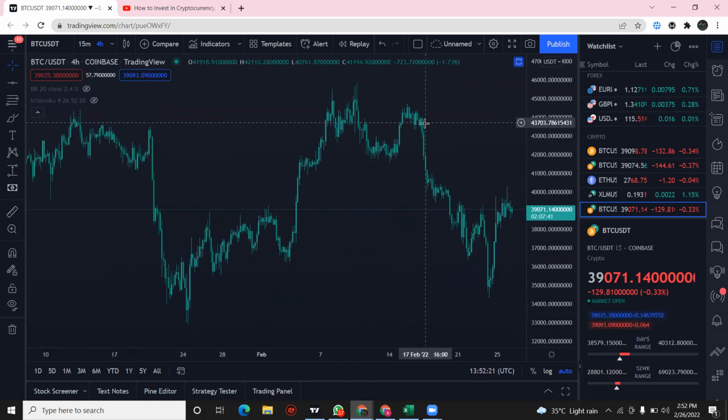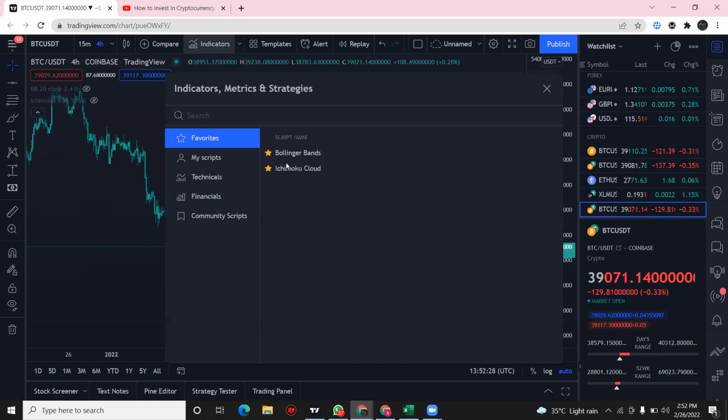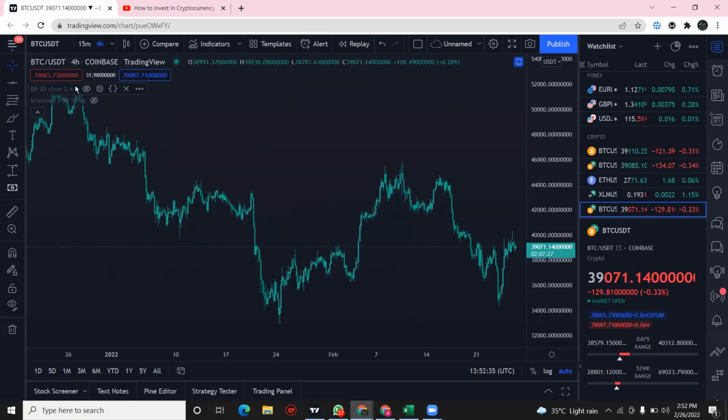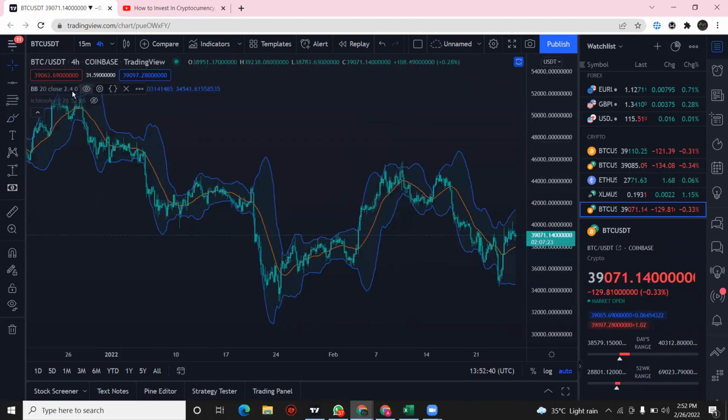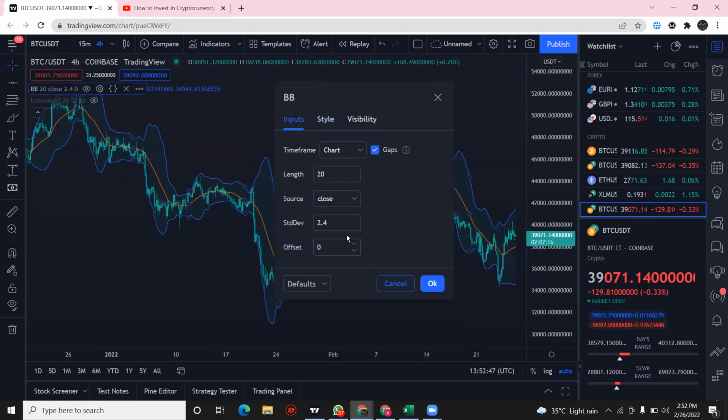Now, before I explain that confluence with support and resistance to increase your accuracy, let me just explain the indicators basically. The two indicators: the first is the Bollinger Band. Check the settings, click on the settings and change the input. Under the input, go to standard deviation. This standard deviation, change it to 2.4. The default is 2.0. Change it to 2.4.